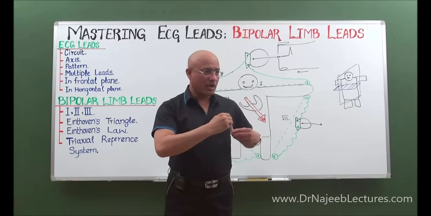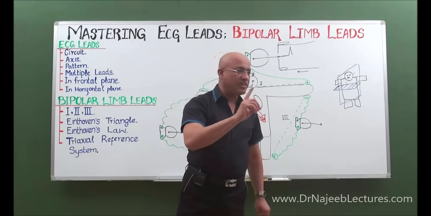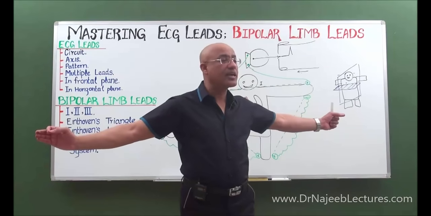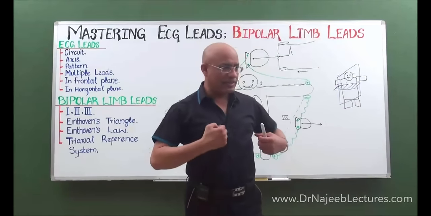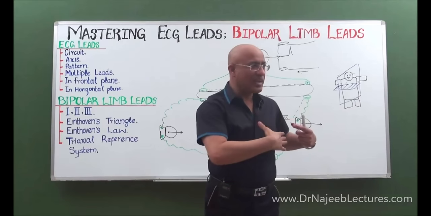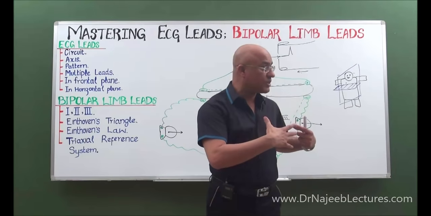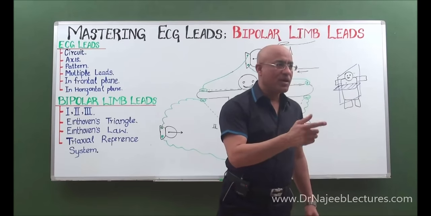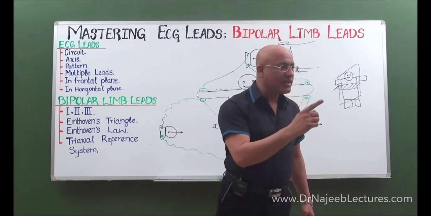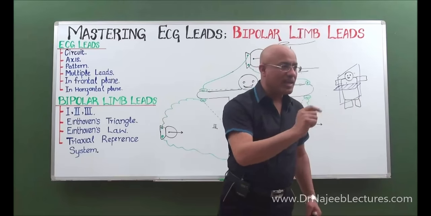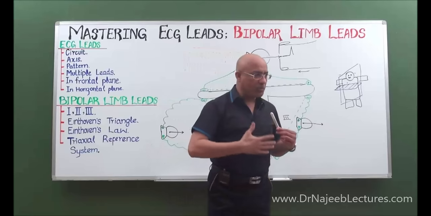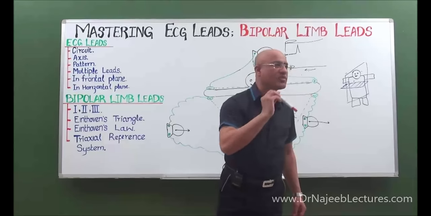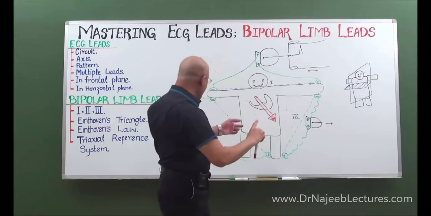Right now we are talking about the frontal plane, because limb leads are applied. The limb leads scan the electrical activity of the heart in the frontal plane, and chest leads scan the electrical activity of the heart in the horizontal plane. So limb leads are in which plane? Frontal plane. And chest leads? Horizontal plane. When you look at the frontal plane as well as the horizontal plane, you are looking from multiple angles at the same electrical activity of the heart. Is it clear? Now come back to this example.